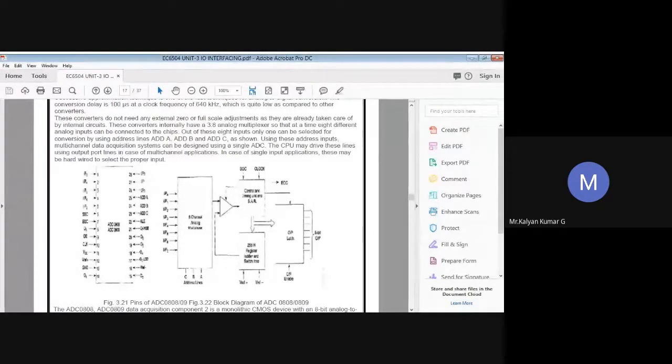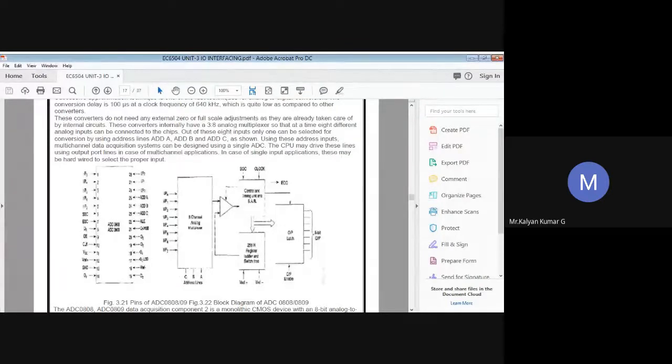Followed by pin number 10, we have the clock signal. So clock input and frequency of the clock. Normally for ADC 0809, the range is between 10 kilohertz and 1280 kilohertz. The average clock input is going to be 640 kilohertz. You can just make a note of it, 640 kilohertz.